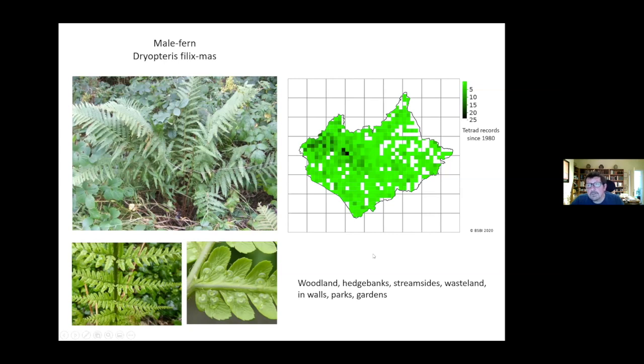In fact, when you go out and you're starting out as a beginner, the first thing you can do when you find a fern is say, why is this not Dryopteris filix-mas? Because most of the time, ferns that you'll find will be this one.